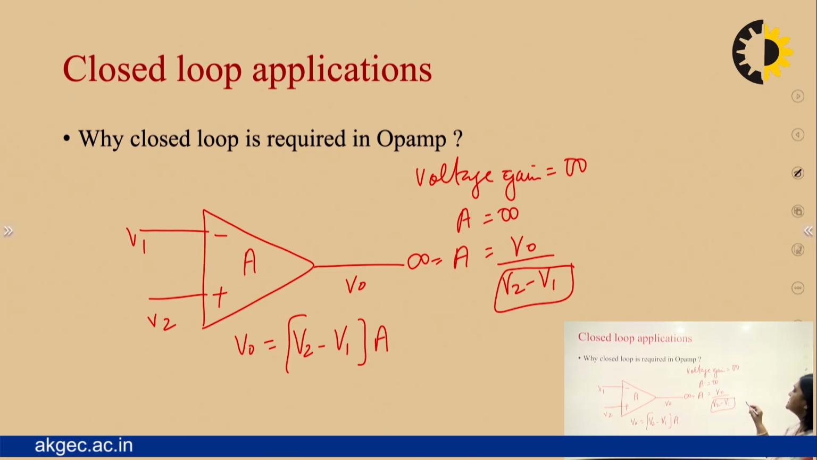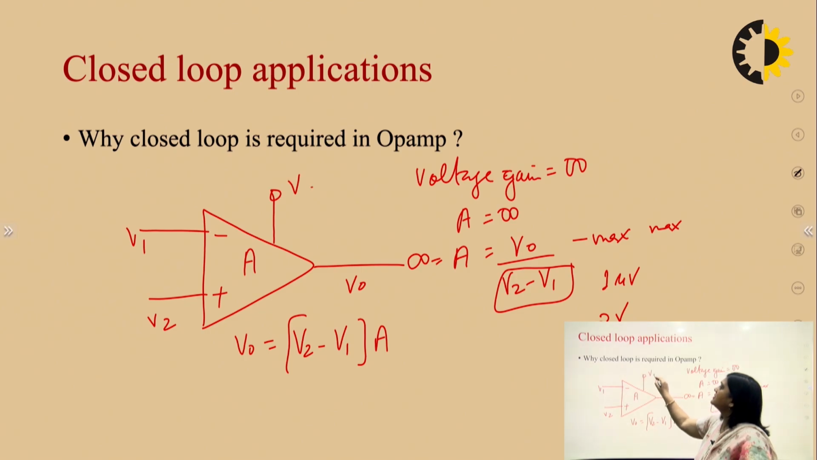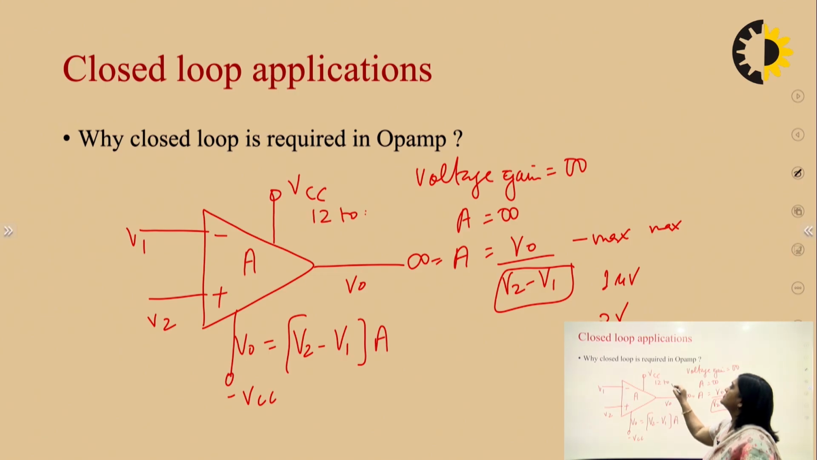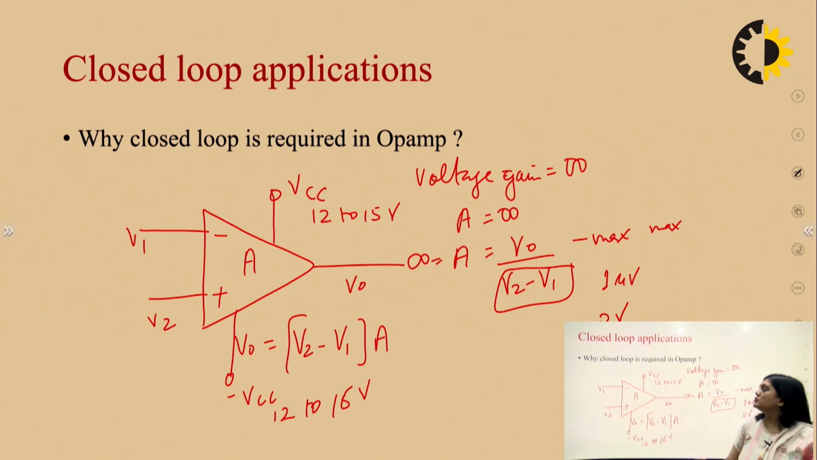So if V2 minus V1 is 1 microvolt, output will be maximum. If it is 2 volt, then output will be maximum because the gain is infinite. So for any value of the input signal V2 or V1, the output will be maximum. That is the saturated value. And that saturated value depends upon the supply that we connect here, VCC and minus VCC. That lies in between 12 to 15 volt for IC 741. So for any values of V1 and V2, the output V0 will always be 12 to 15 volt. That is the saturated value and that is the maximum value.